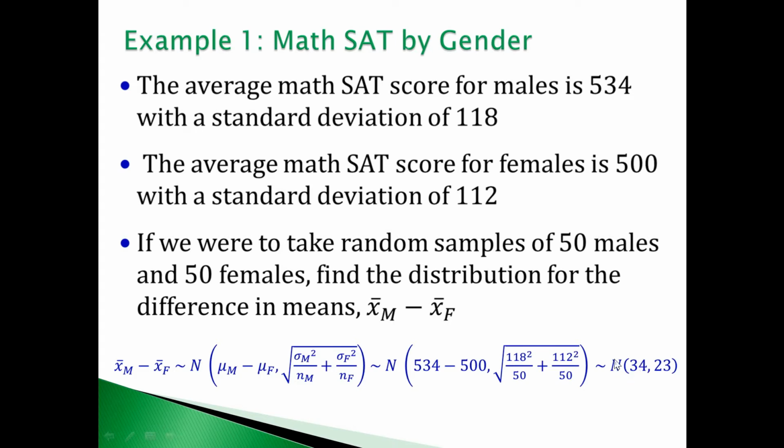So you can describe this distribution by writing this mathematical notation. The way we read this mathematical notation is that this distribution is a normal distribution, looks like a bell-shaped, centered at 34, and has a standard deviation of 23.